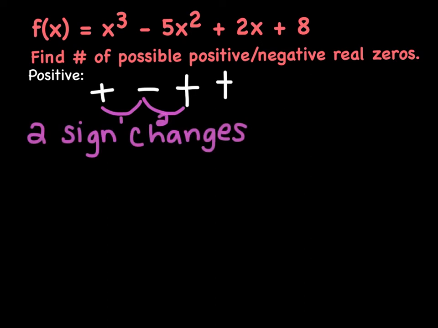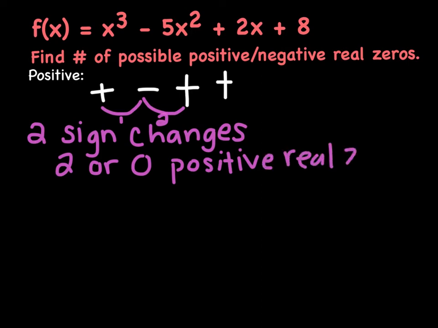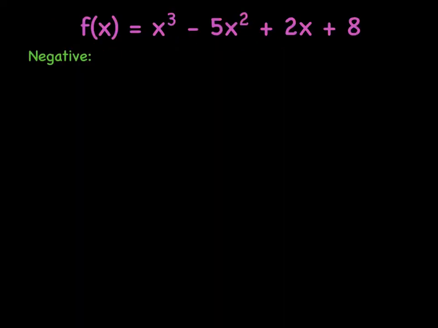So since we counted 2 sign changes, that means we have 2, or 2 minus 2, which gives us 0, possible positive real zeros. So we just found the positive, now we're going to look for the negative.